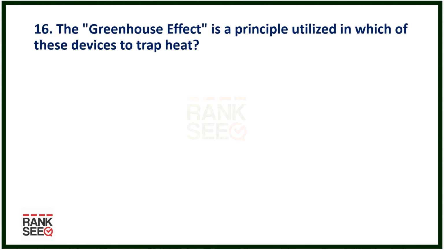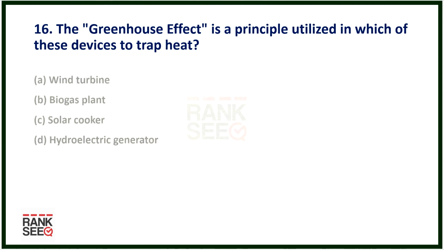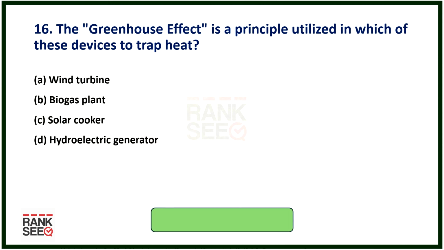16. The greenhouse effect is a principle utilized in which of these devices to trap heat? A. Wind turbine. B. Biogas plant. C. Solar cooker. D. Hydroelectric generator. Correct answer. C. Solar cooker.